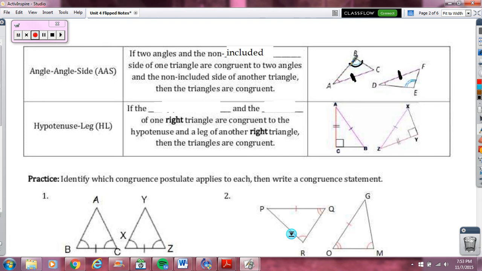So we've got an angle, and not the side in between them, but a side off to the side, AAS.